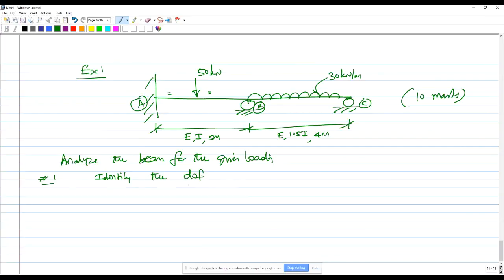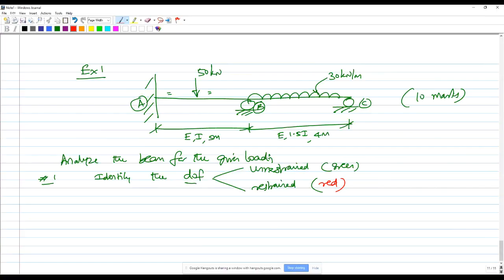The moment I say degrees of freedom, there are two sets of degrees of freedom. One is what we call unrestrained degrees of freedom. Other is restrained degrees of freedom. We usually mark unrestrained in green color and restrained in red color. Let us try to mark the unrestrained and restrained degrees of freedom for this given problem.